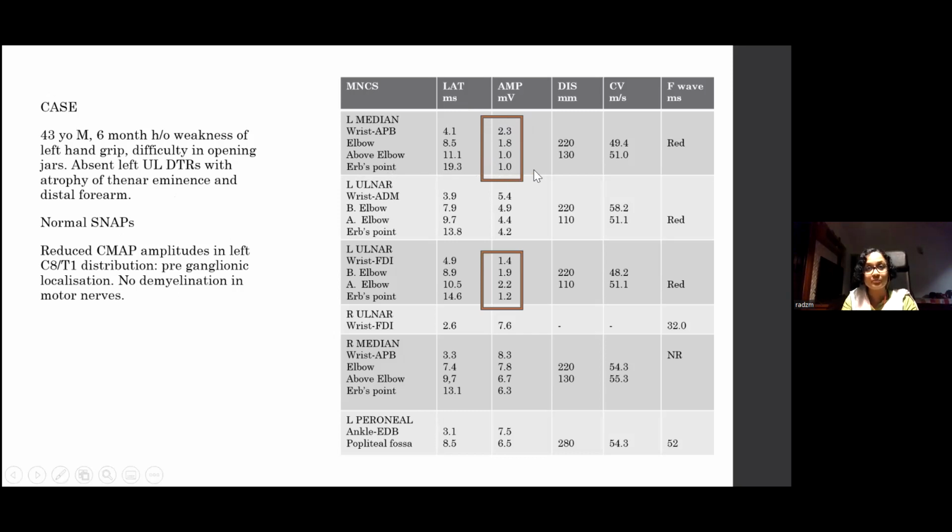stimulation has been done more proximally at Erb's point to make sure that we are not missing any proximal demyelination. Same goes here for left ulnar FDI and left ulnar ADM, but the thenar muscles, that is the first dorsal interosseous and the abductor pollicis brevis muscles, are quite severely affected. Lower limbs are fine, lower limbs are fine.